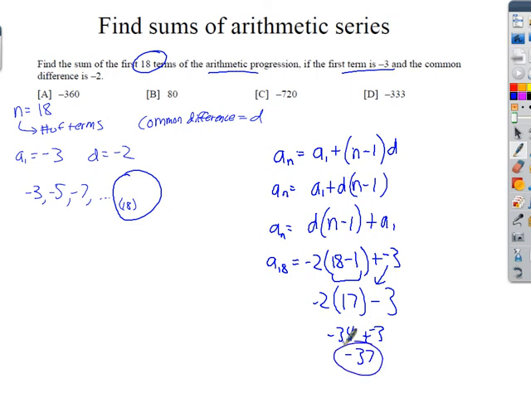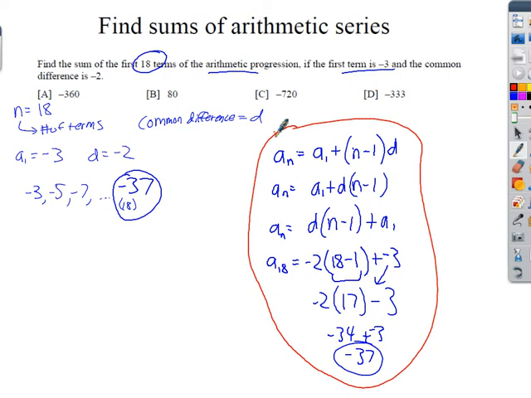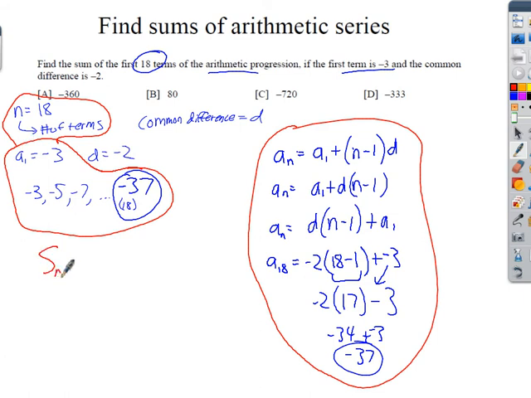Now we have what we need to go find the sum of the series. And so it's a two-step deal. We're going to use this formula over here to find the 18th term. Now that we have that, we're going to use this information. Let's see, I think we just need this information, plus the number of terms. The sum of a series is equal to n times the average of the first and the last, and that's it.